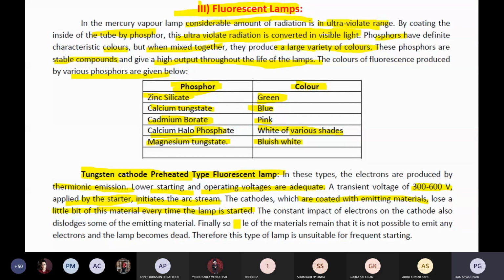You can understand that the coating is there, so the impact of the electrons on the cathode displaces some of the emitting materials. Okay, so the basic fundamental thing is very simple. You are heating that material. The tungsten cathode is there, so electron emission will occur. That emission of electrons has an effect on the phosphors, and that may produce some color. That is not a chemical change, it's a physical change. So if you remove that source or supply, it will return to its own color. There will be no change of the color.